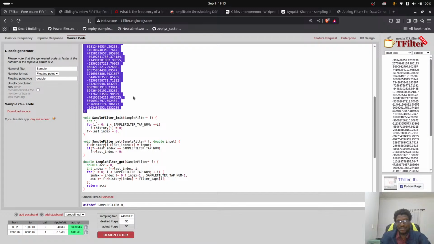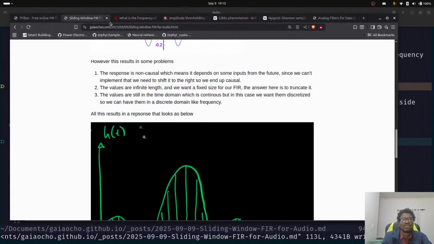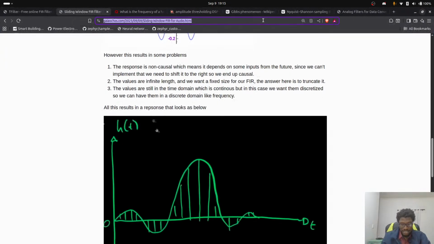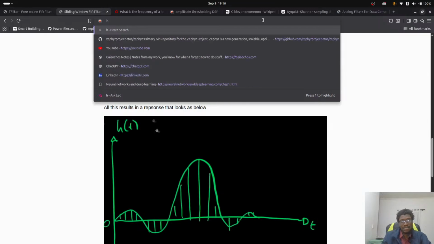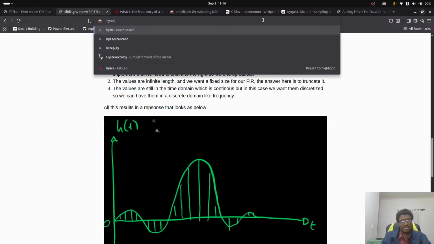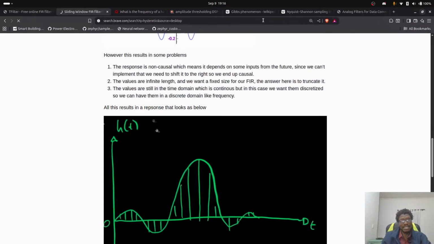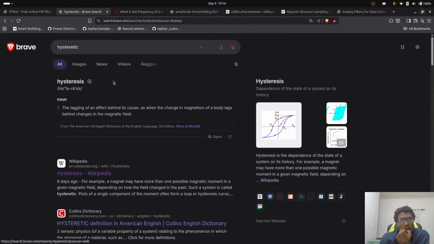What? That always gets me every time. Hysteresis. I should make it say it. Not a problem. Hysteresis. How do I say it? Hysteresis. Sorry. You guys can probably hear it. I can't hear it. Okay, how do I say it?